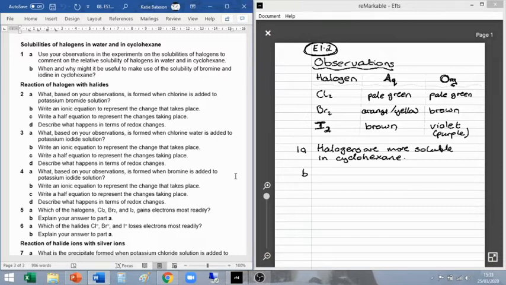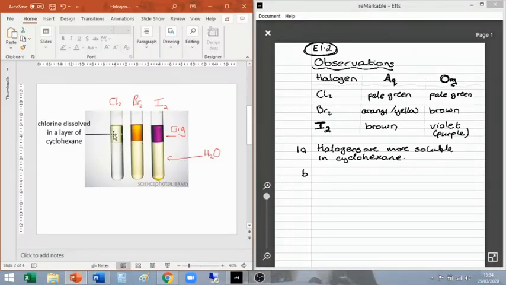B. It says, when and why might it be useful to make use of the solubility of bromine and iodine in cyclohexane? Just as I talked about before, the organic layer shows up a significantly stronger colour than it does in the aqueous layer. And not only is it a stronger colour, but they are different colours as well. So in the aqueous layer, it's tricky to tell apart the iodine and the bromine. However, in the organic layer, it's blatantly apparent which one is the iodine. So our answer for B is going to be that it is easier to identify the halogens in the cyclohexane.